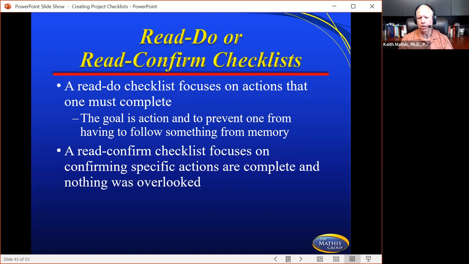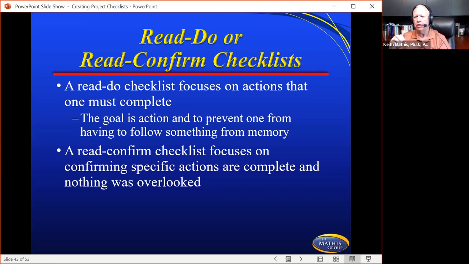Now, the last piece of this was one that maybe you weren't as familiar with, the read, do, or read, confirm checklists. These have become very popular in a lot of different situations. A read, do checklist focuses on actions that one must complete. The goal is action and to prevent one from having to follow something from memory. A read, confirm checklist focuses on confirming specific actions are complete and nothing was overlooked.